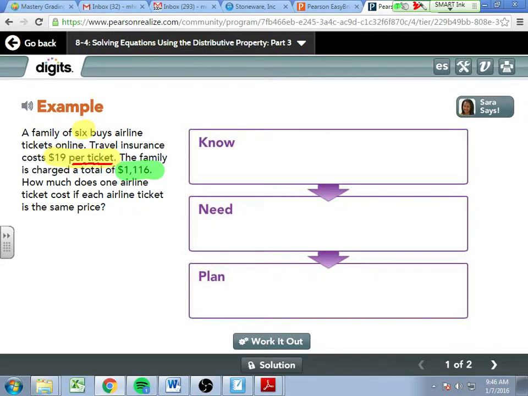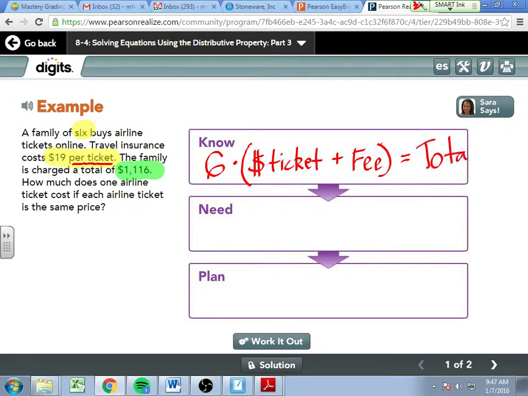So we know what about this situation. Bella? Each ticket is $19. That's not the ticket price. That's the insurance. How many tickets did we get? 6. So we have 6, and that's going to multiply by the ticket price. But every ticket also has a fee. And then that's going to equal our total.